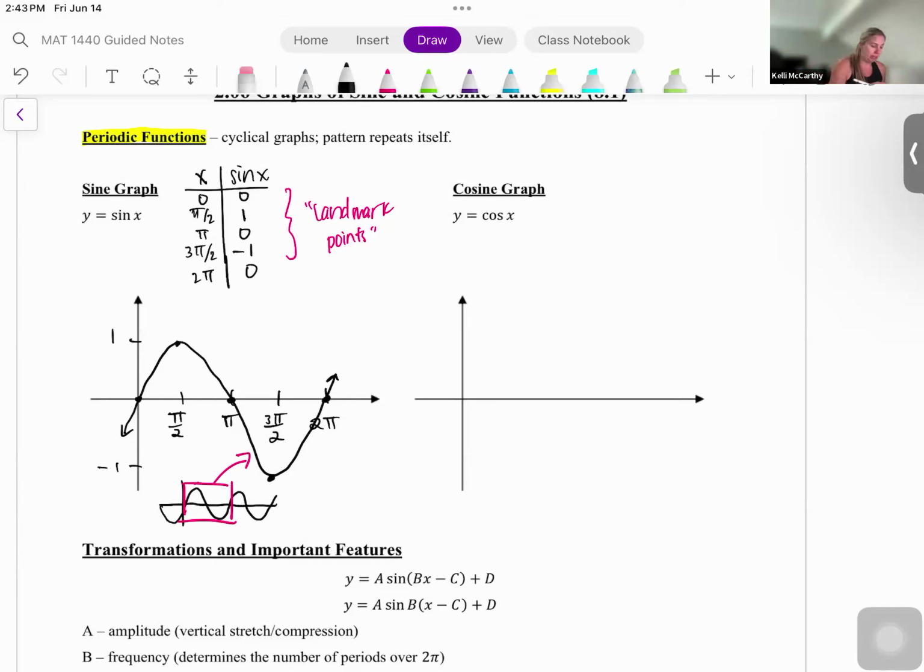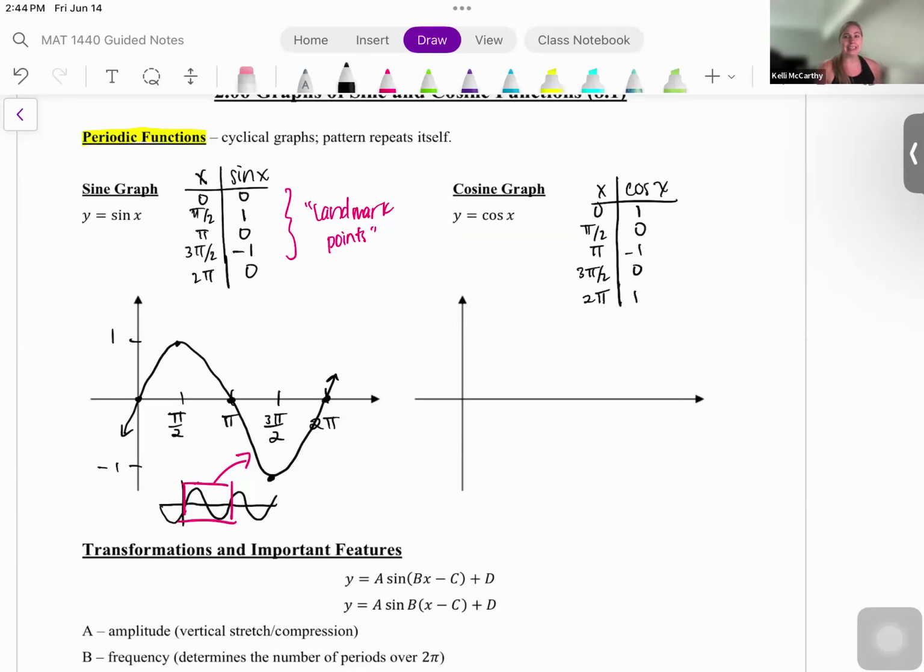The graph for cosine, y equals cosine x, again starts with those same 5 values of x and evaluates cosine of those values. So 0, pi over 2, pi, 3 pi over 2, and 2 pi. Cosine of 0 is 1. Cosine of pi over 2 is 0. Cosine of pi is -1. Cosine of 3 pi over 2 is 0. And cosine of 2 pi is +1.